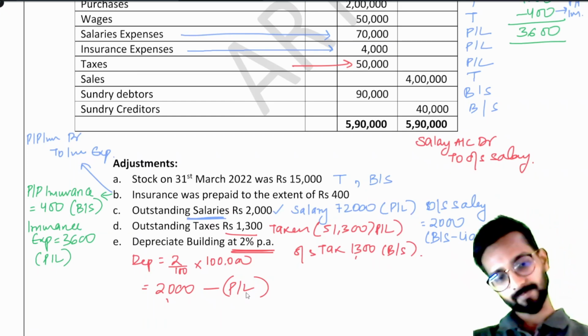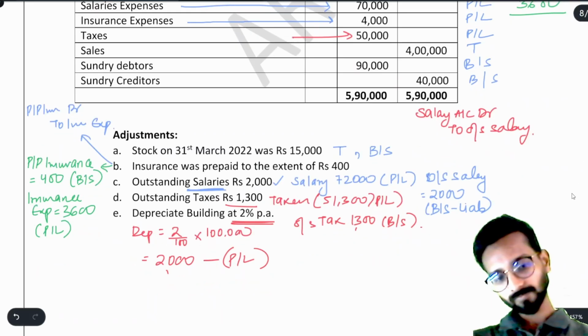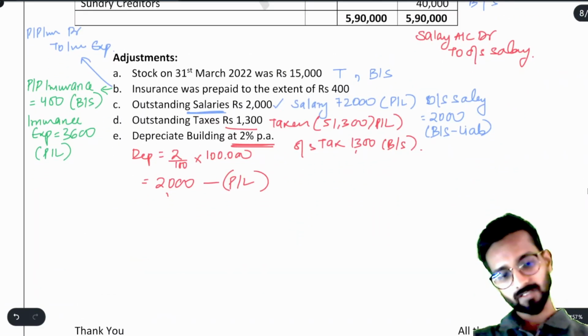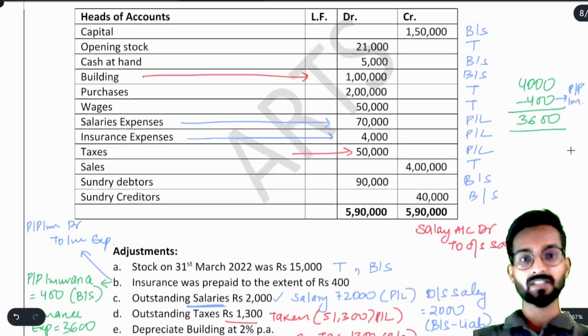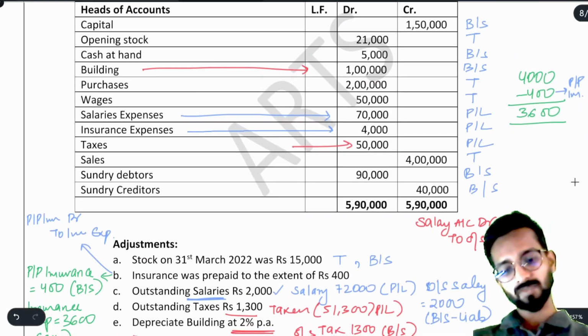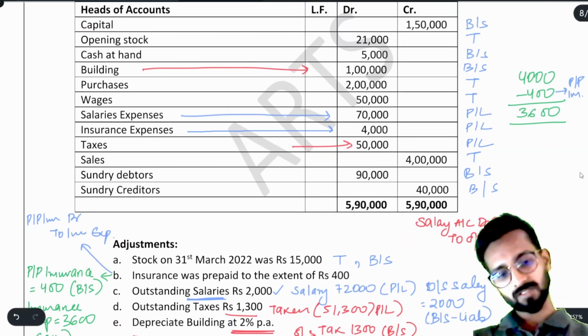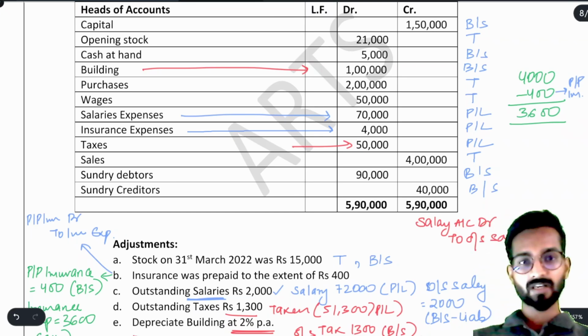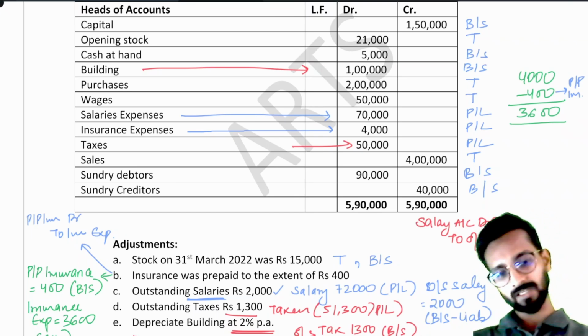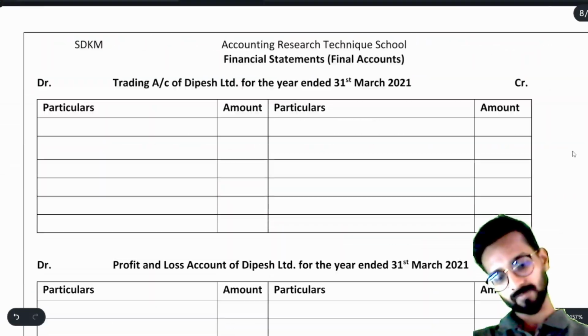Okay. Now when we will write, we will start from adjustment number 1, which was closing stock. You can start from anywhere, but you have to remember whatever adjustment was there. Okay. First item is capital, or you can just say we will focus on the trading account. Trading account first item is opening stock. Was there any adjustment related to opening stock? Nothing. So directly write opening stock 21,000.